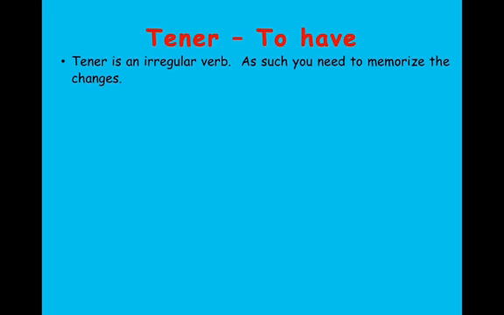But tener is an irregular verb. Because of that, you're going to have to memorize the different changes that tener has. First, we're going to remove the ER ending. So tener becomes ten. Then we're going to add a new ending.